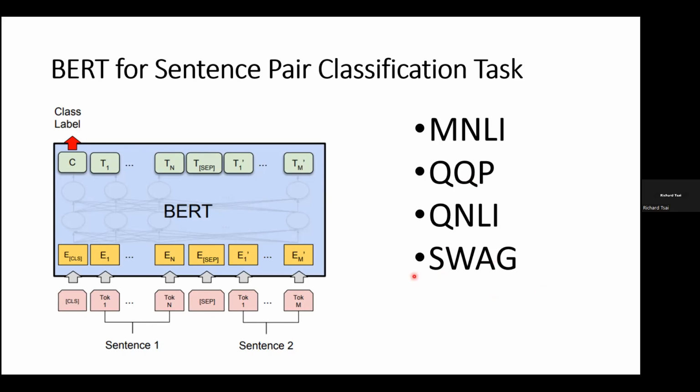The fourth is called SWAG, which is the abbreviation of Situations With Adversarial Generations. The task is to decide if the second sentence logically follows or is a plausible continuation of the first sentence within a given situation or context. The configuration showcases BERT's adaptability to a range of NLU and inference tasks.